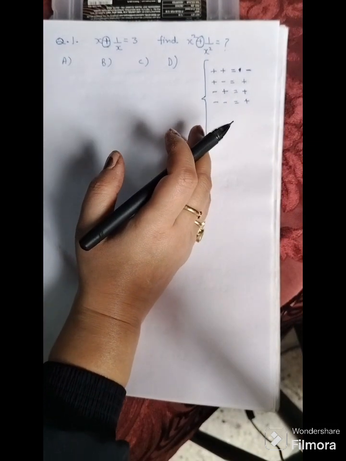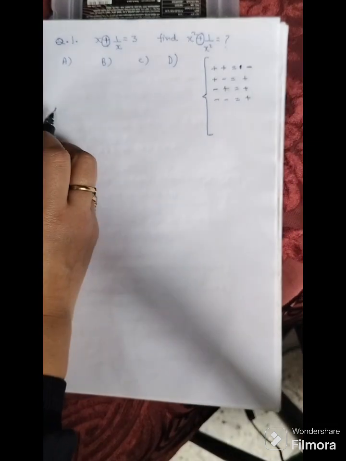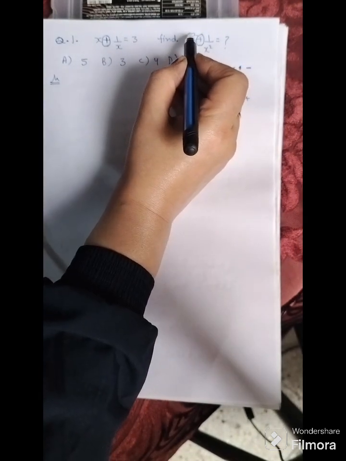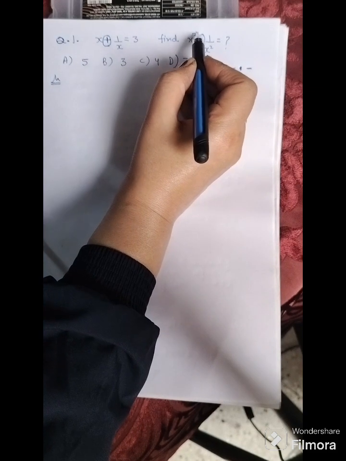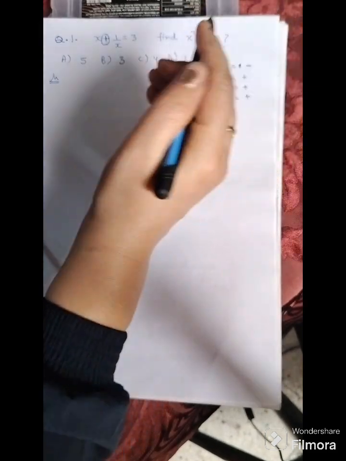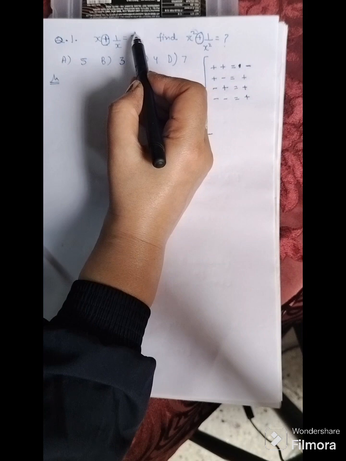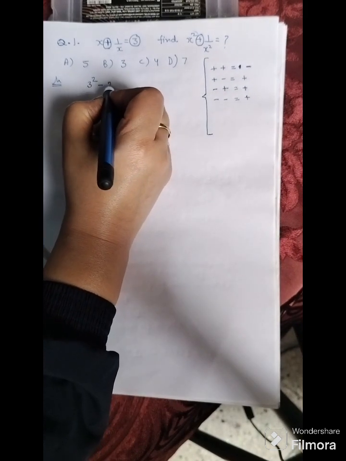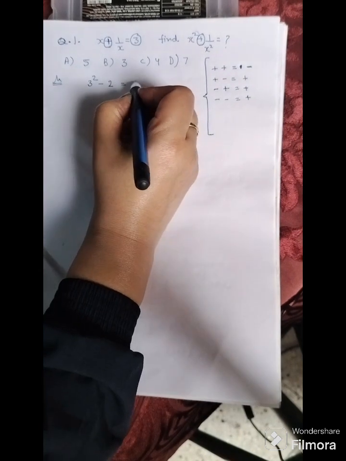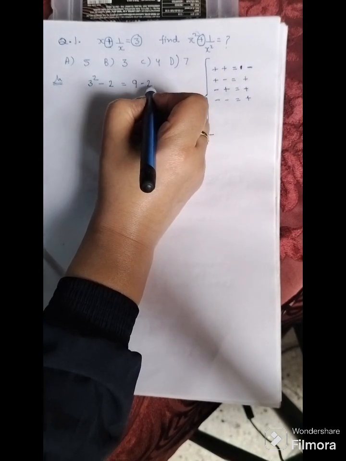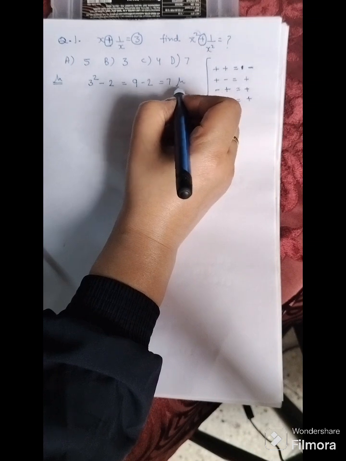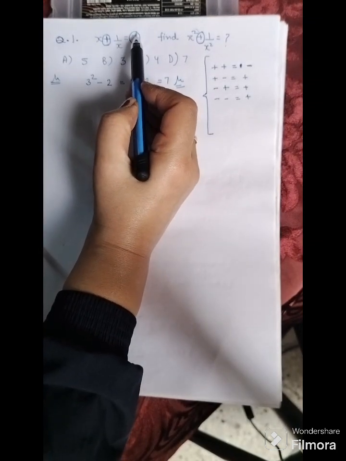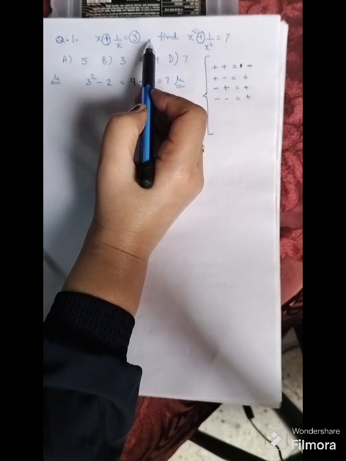Now I'll tell you where we are going to use it. Here it is square, right? There can be any other power, and for that I'll tell you what we are supposed to do. We'll take the square of this number and subtract 2. Then it will be 9 minus 2, which is 7. What I did was just square this number and subtract 2.